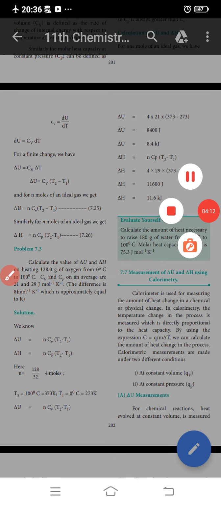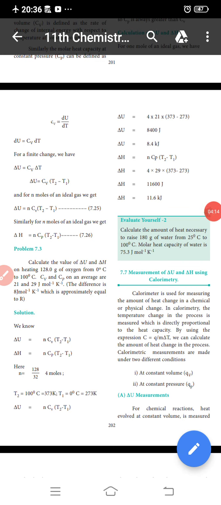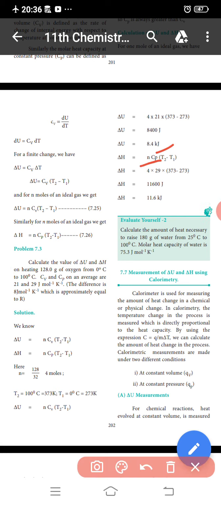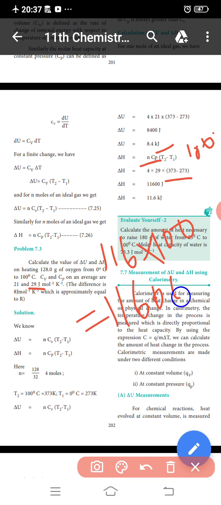Then the ΔH value: n is 4, Cp is 29, and 373 minus 273 is 100. So 4 into 29 is 116, into 100 is 11,600 joules. Converting to kilojoules, that is 11.6 kJ. This is the ΔH value.